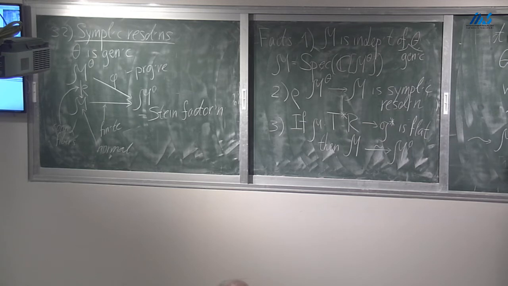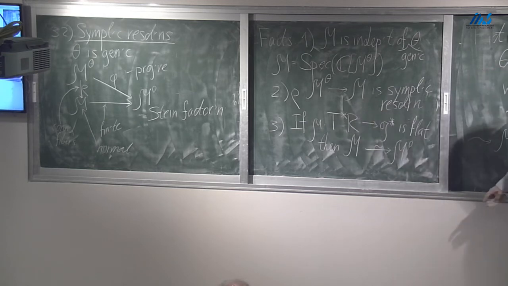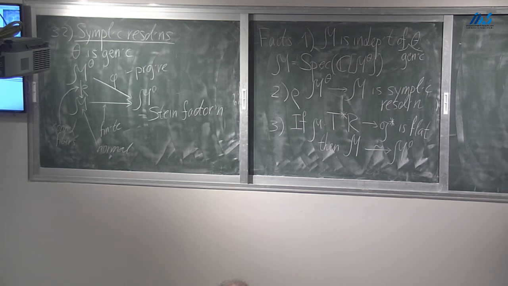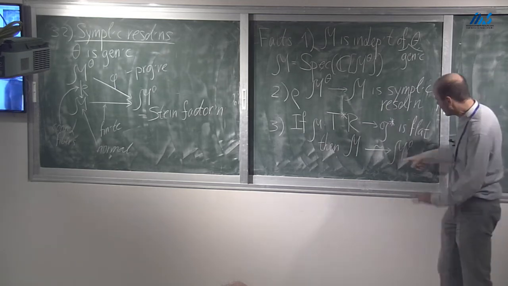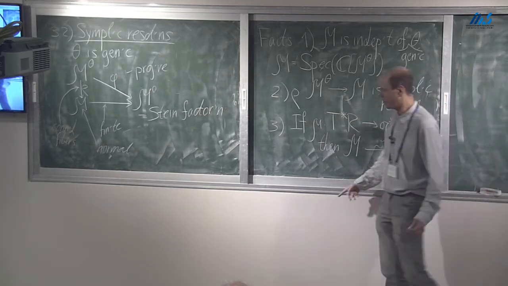No, it's not smooth. It's never smooth in this situation. M is equal to M to M zero. Yes. And it is flat usually, yes, for most of the... No. What about normality of M0? I mean, under M0 is always normal and reduced. But it may be too big.